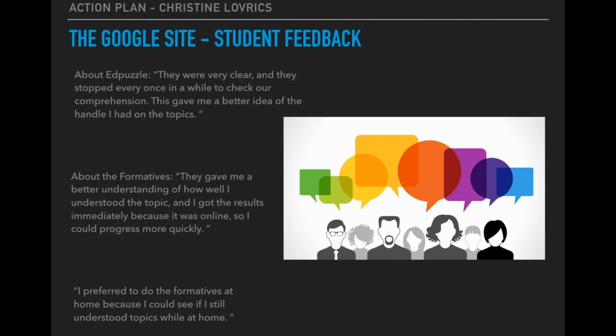And I liked this because the students talked about how they liked to do the formatives at home because they could still see if they understood it at home versus in class, which reaffirms that I really do like the structure of a unit because students can work at their own pace and where and when they feel most comfortable for certain aspects of it.